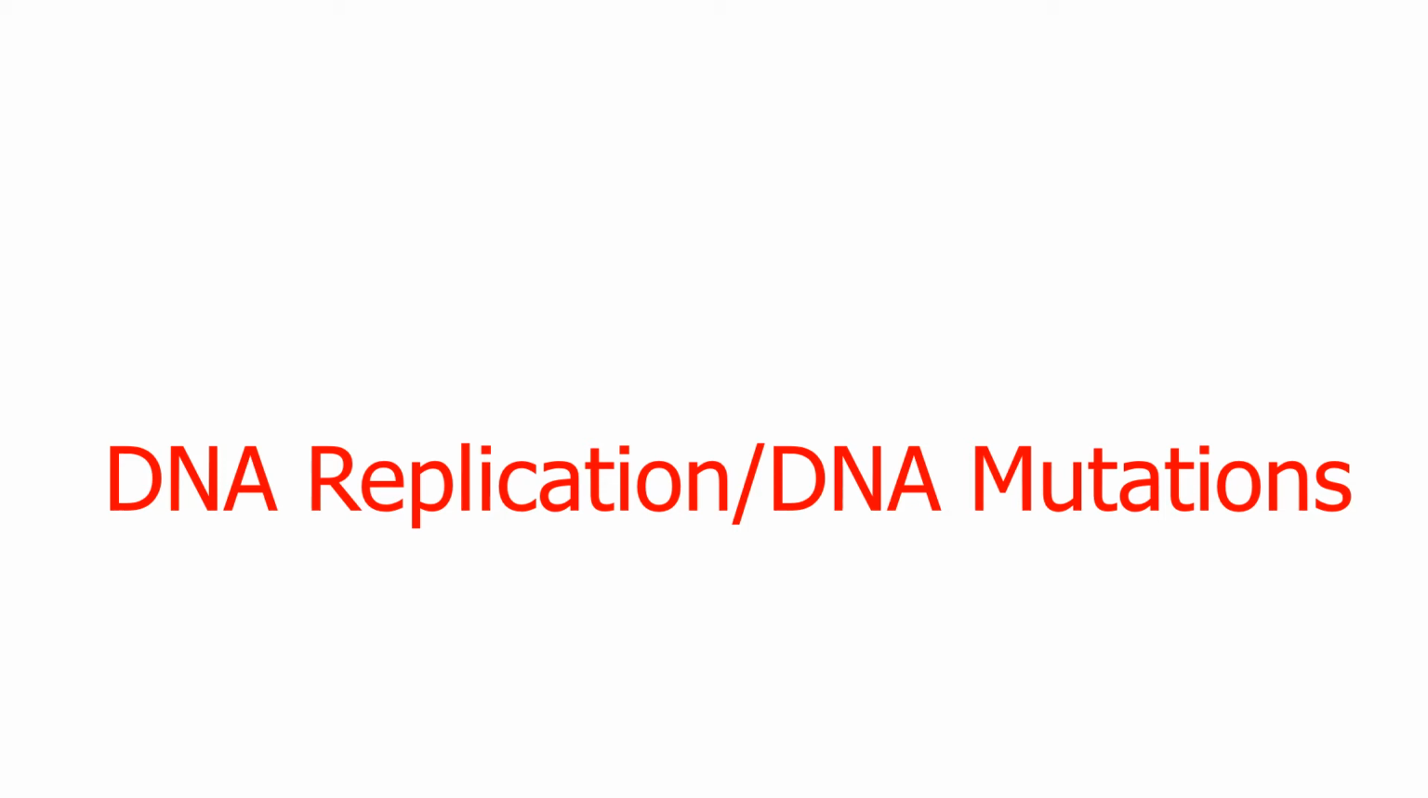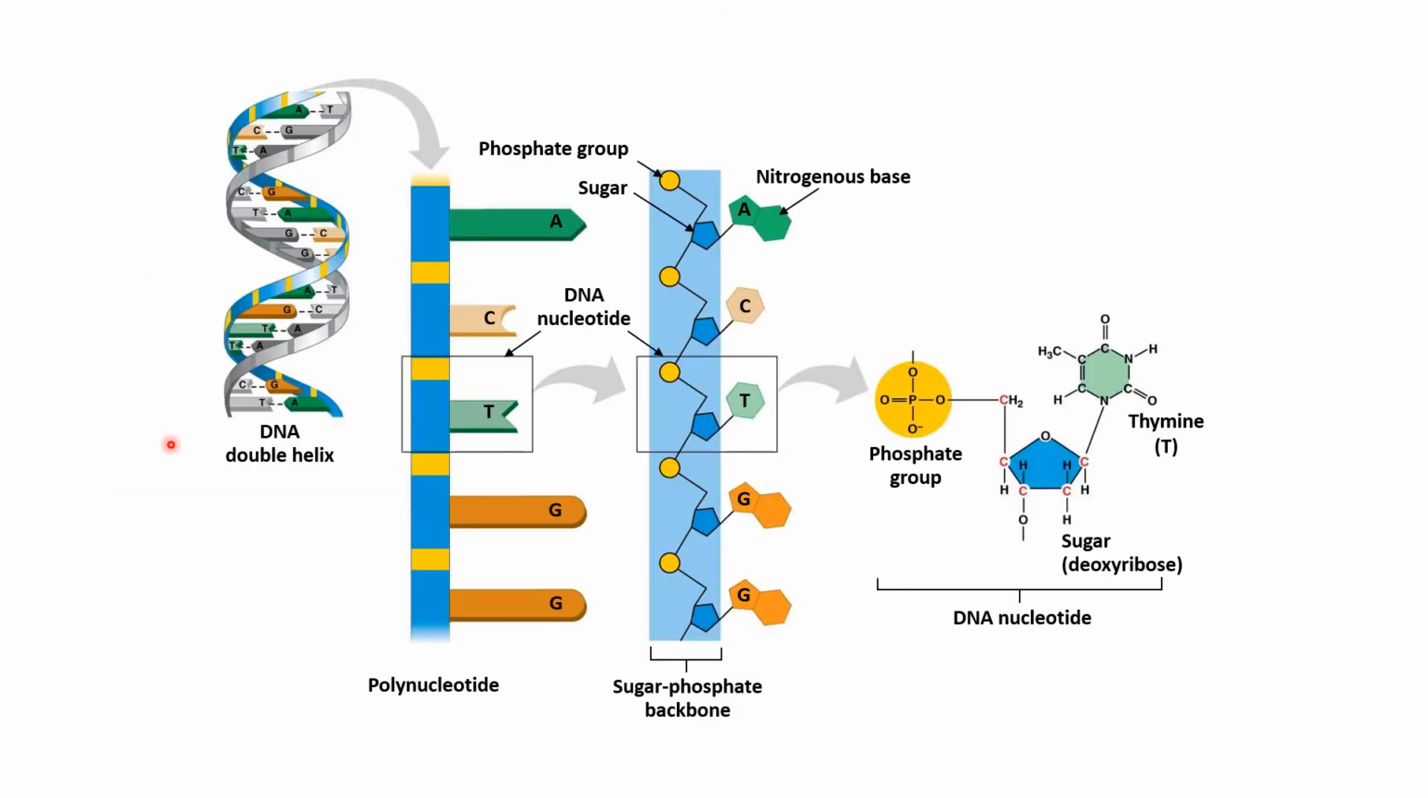Hello everyone, today we're going to talk about DNA replication and we're also going to talk about DNA mutations. Our DNA is a double helix, meaning that our DNA is made up of two strands and those two strands start to twist around each other. Helix meaning that those two strands are twisted around each other like you see right here.